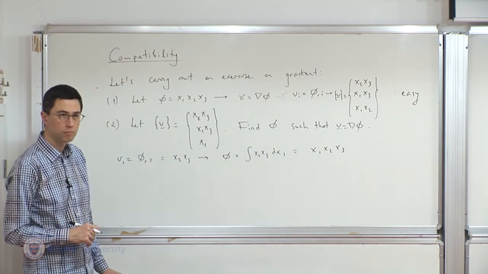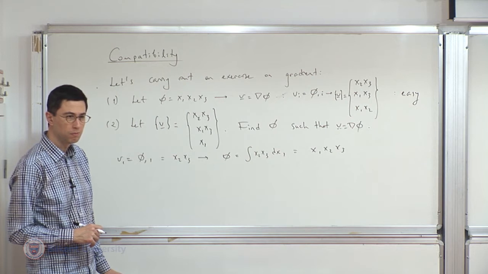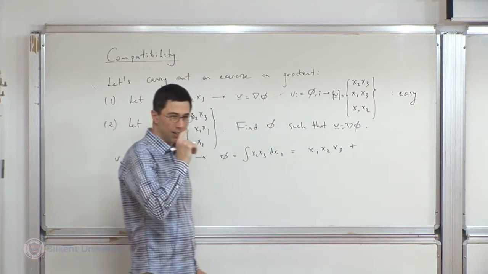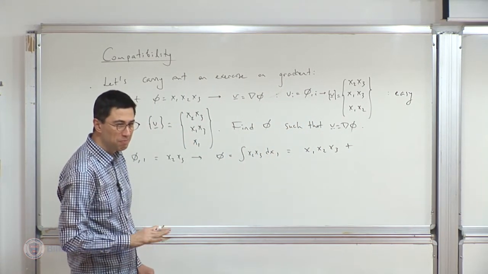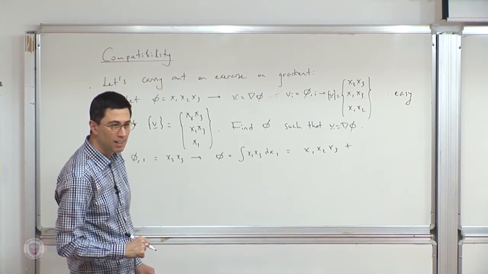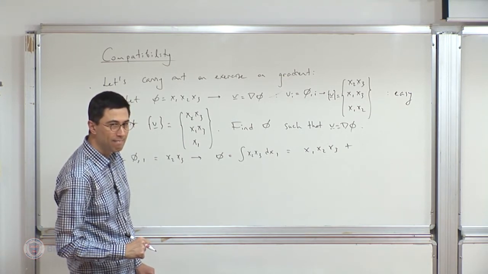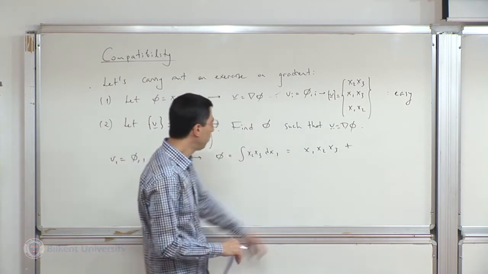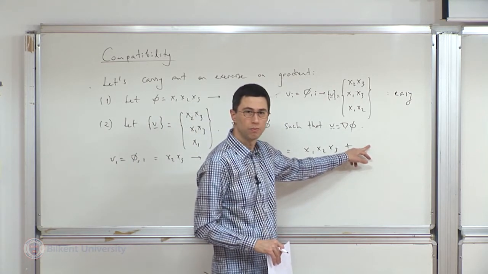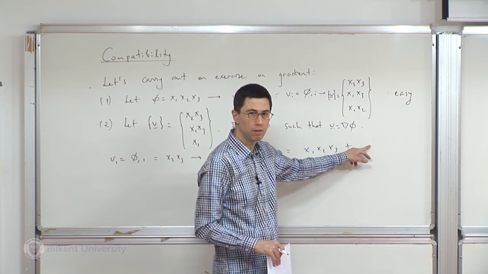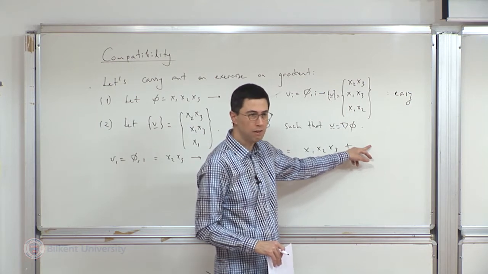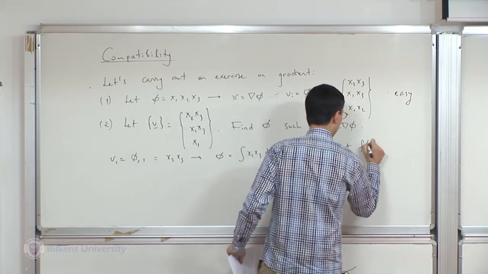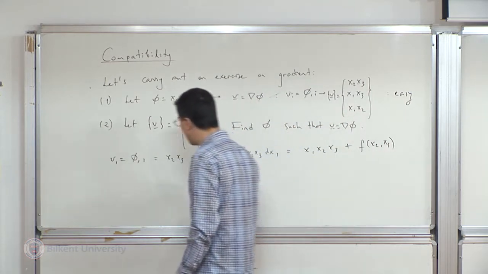Plus a constant. What kind of a constant? Just a constant? Suppose here I had x2. Is that possible? How about x2, x3? How about any function of x2 and x3? Because I'm taking a derivative with respect to 1. So let's call that f of x2, x3. Okay, so that's a good start.